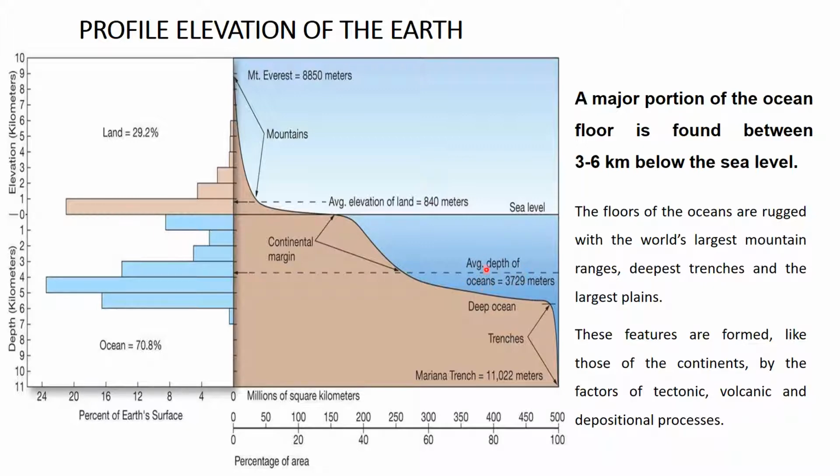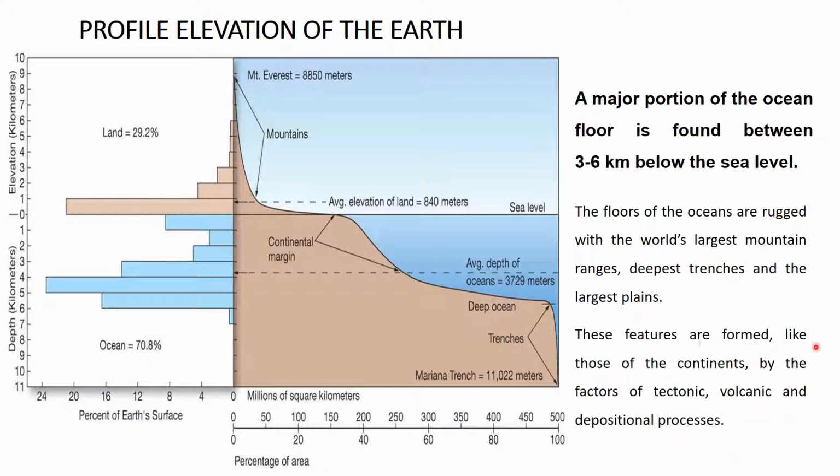And how do we measure the depth? It starts from the sea level below, because the ocean is a big depression, right? So that is why we need to measure its depth. Please keep this in mind. Clear? A major portion of the ocean floor is found between 3 to 6 kilometers below the sea level. The floors of the oceans are rugged, with the world's largest mountain ranges, deepest trenches, and the largest plains.